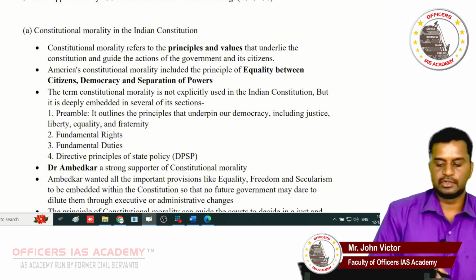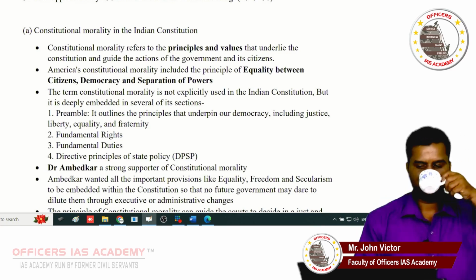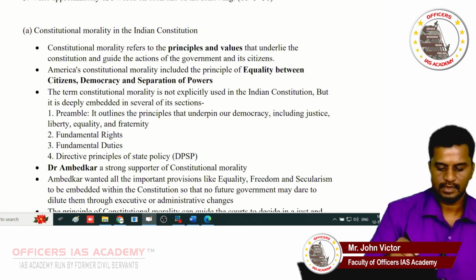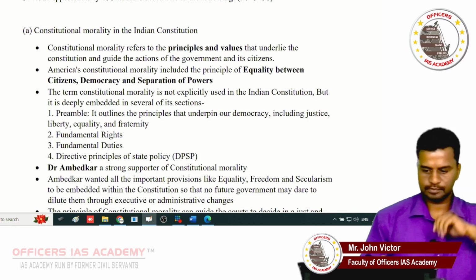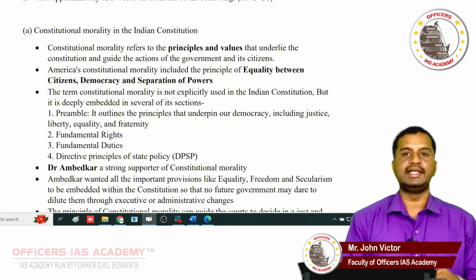We will now solve the section B question. A. Constitutional morality.